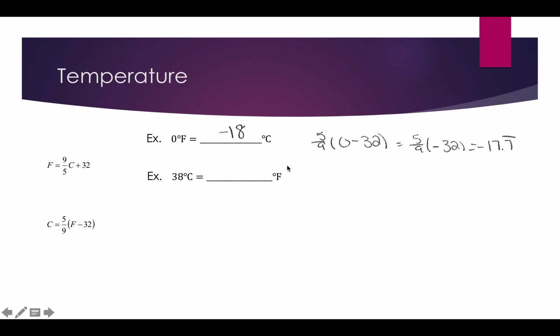Let's use the other formula now. I want my answer in Fahrenheit, so I'm going to look for the formula that has Fahrenheit as the answer. I'm going to plug in 38 degrees for Celsius. Now I just have 9/5 times 38 and then add the 32. That's going to give me 100.4. Again, I'm going to round to the nearest degree. So I'm going to round to 100.